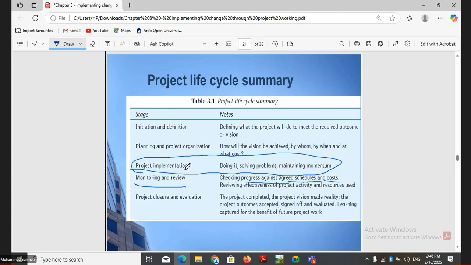We need to review everything: the activities, what is going on, the resources that are utilized, the money that is utilized. Everything needs to be reviewed during the implementation phase. So it is checking against the schedule and the cost. That is the project monitoring and review process.